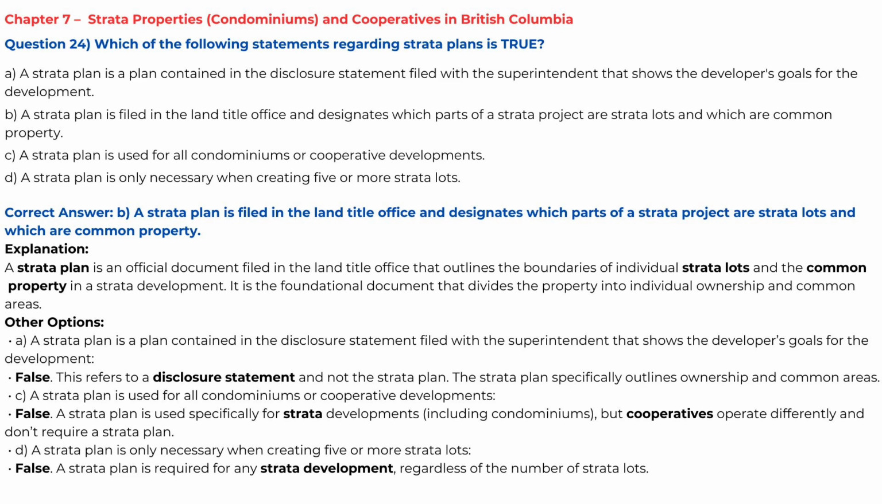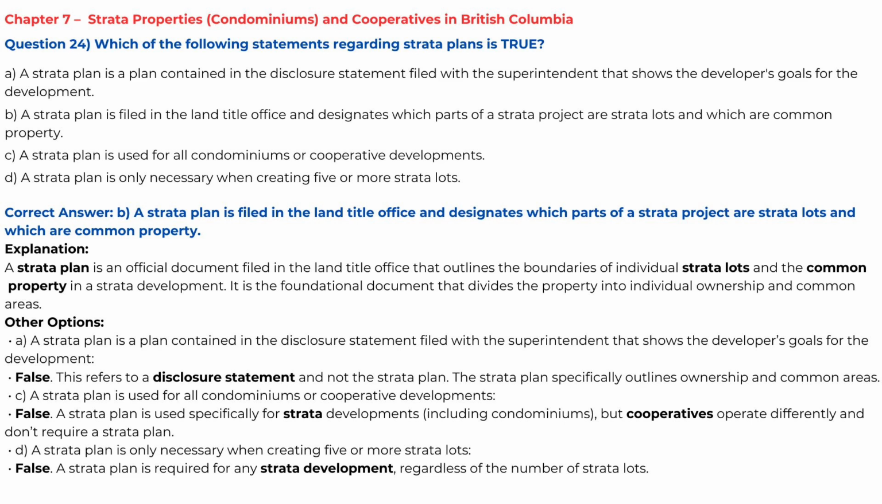Other options. A. A strata plan is a plan contained in the disclosure statement filed with the superintendent that shows the developer's goals for the development. False. This refers to a disclosure statement and not the strata plan. The strata plan specifically outlines ownership and common areas.